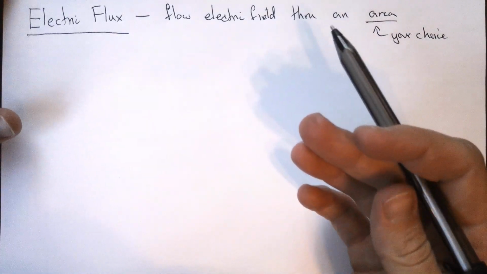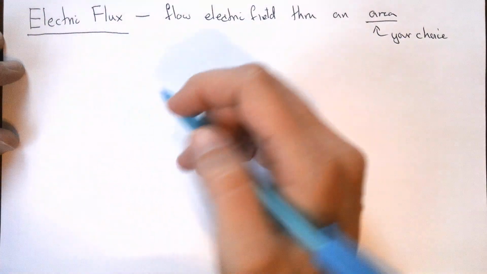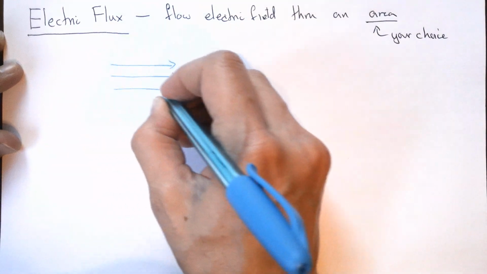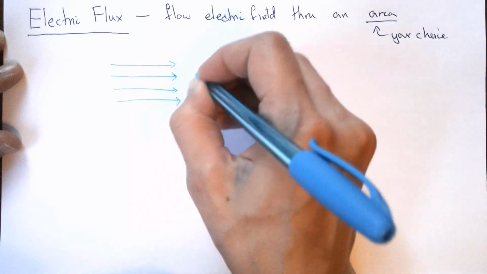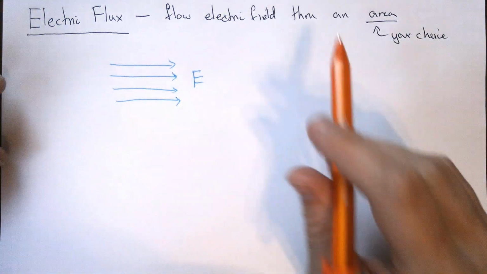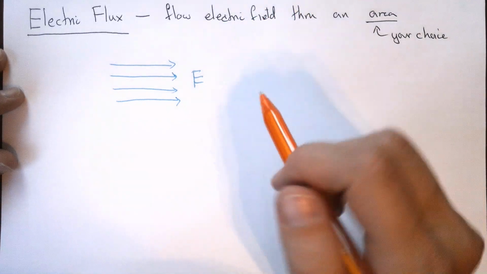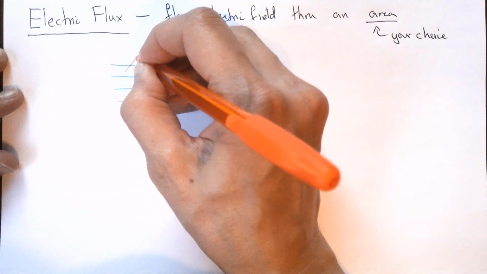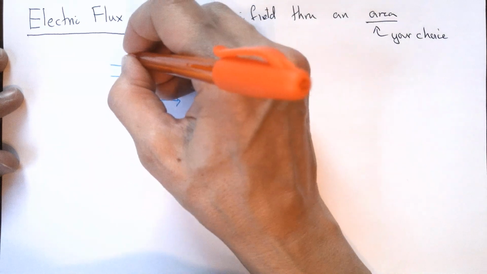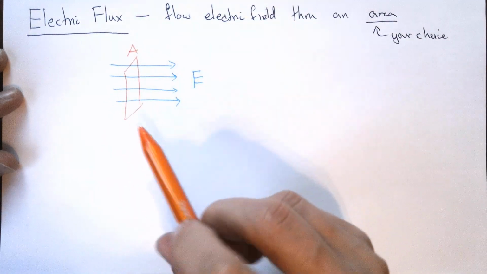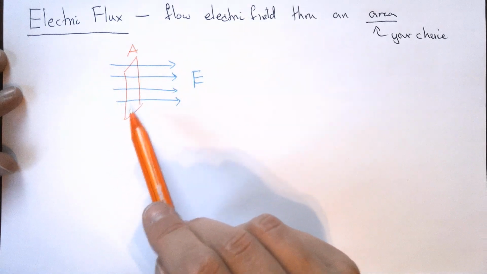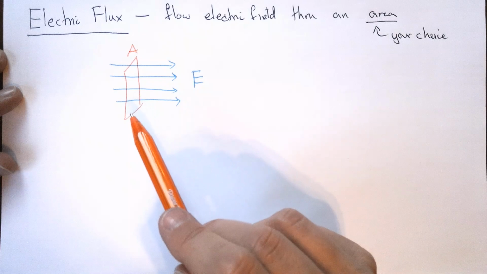So let's go ahead and do an example. Say we have a uniform electric field. So it's always the same strength, it's always pointed in the same direction. Maybe it looks something like this. And then we're going to pick an area. I'm going to pick a flat one. And maybe I'll orient it so it's just like a piece of paper like this. There's my area. Now, the amount of flux, the amount of the electric field that's flowing through this area, is going to be different depending on how the area is oriented.